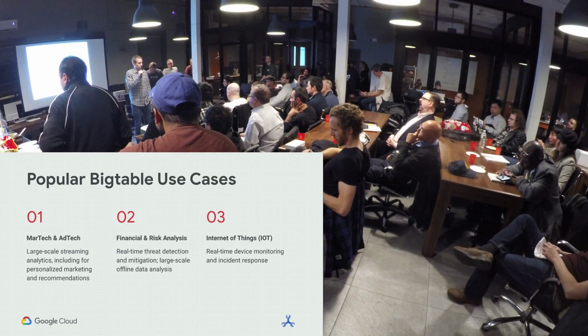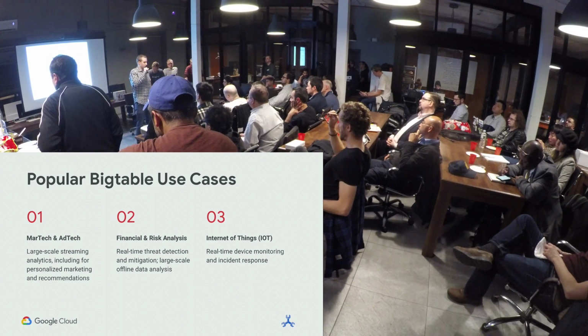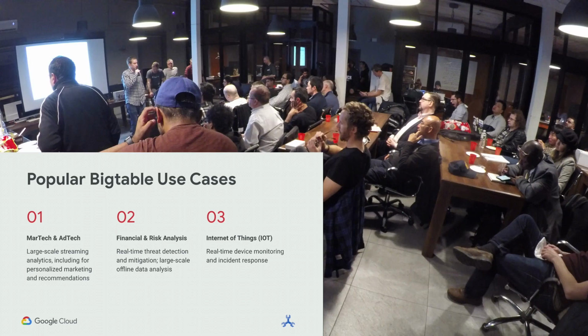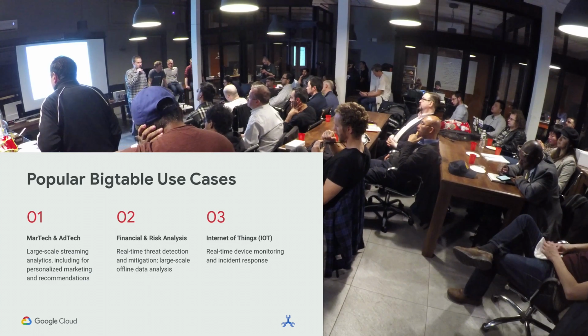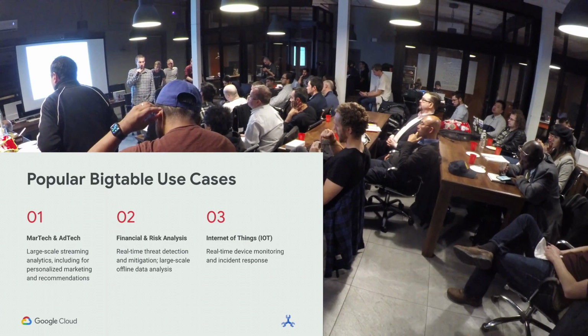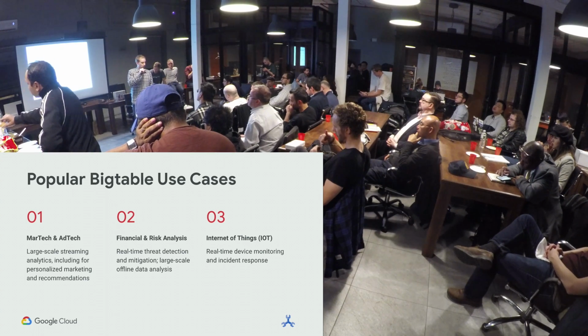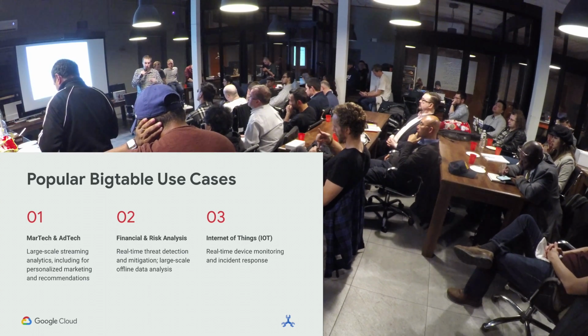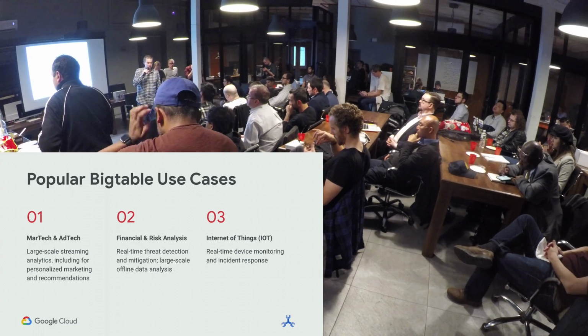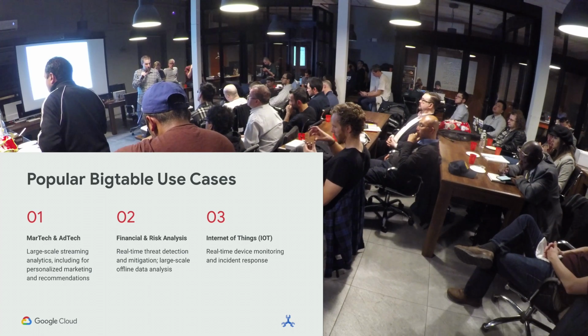In terms of financial risk analysis, another popular interesting area, things like anomaly detection to help customers identify fraudulent activity, identify threats in real time, and help mitigate them, as well as some of the offline analysis and batch processing that's important for supporting those kinds of use cases behind the scenes.